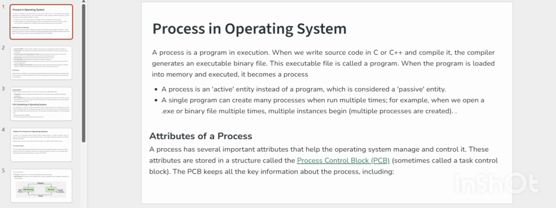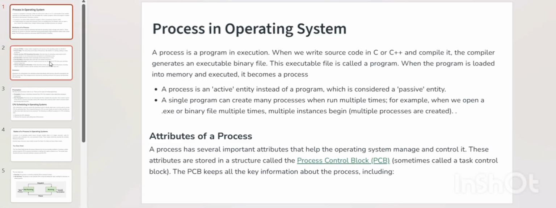Now when we talk about the attributes of the process, a process has several important attributes that help the operating system manage and control it. These attributes are stored in a structure called the process control block, which is PCB, also known as task control block. So let us assume whenever a new process is created, the operating system initializes a process control block, which is PCB for it, and that PCB stores the value of all those parameters associated with that process, and also keeps track of all the process states as well.